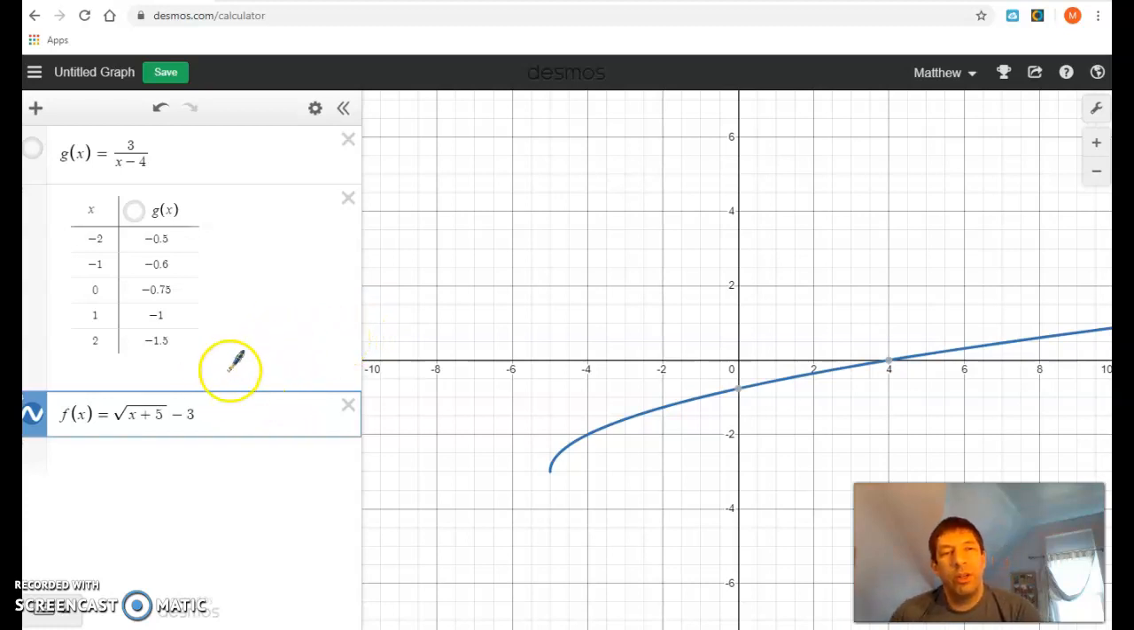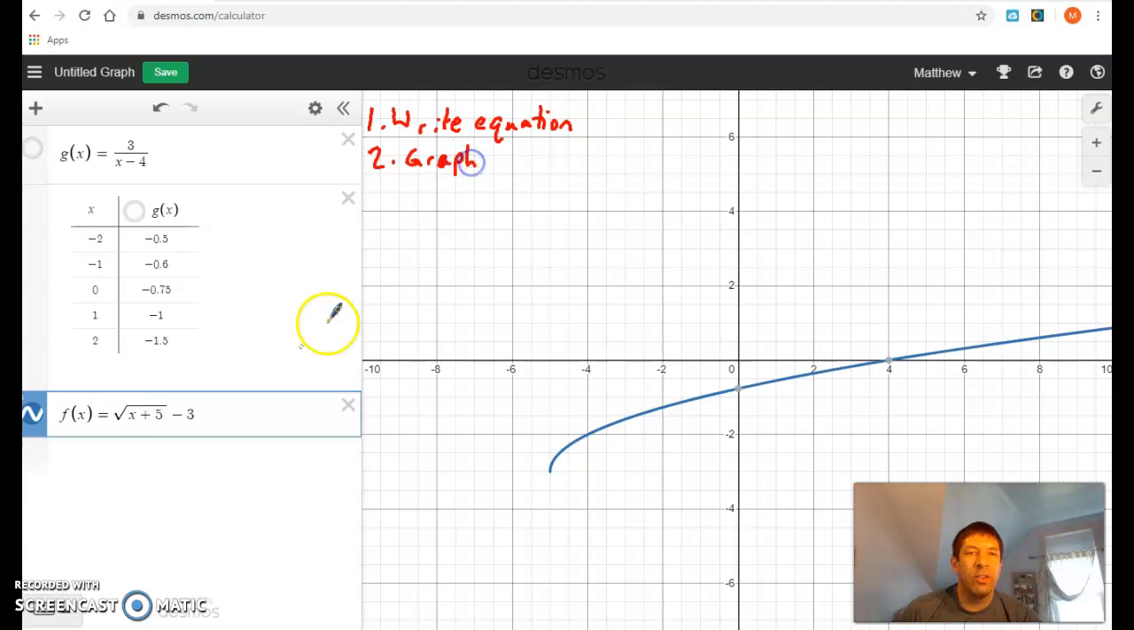So we'll start down here with this f of x equation. So f of x equals the square root of x plus 5 minus 3. And I already have it graphed over here just by typing in the equation. There are a few things that you need when you're investigating a function. You should write the equation, which we've got by typing it in. We should graph, and just by typing it in, we get the graph of it.